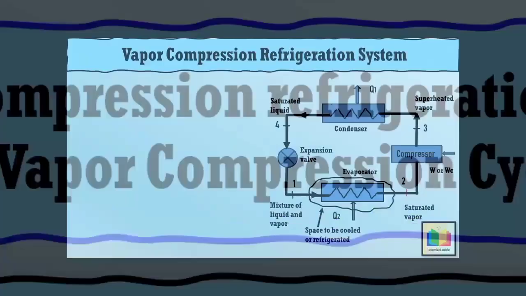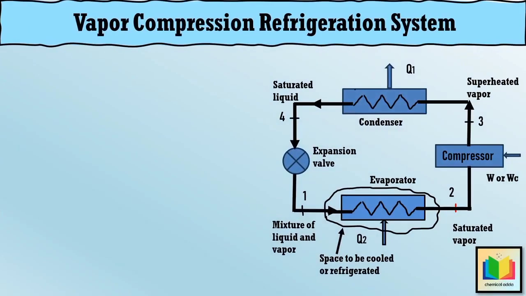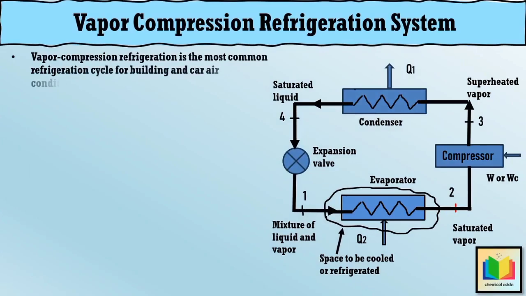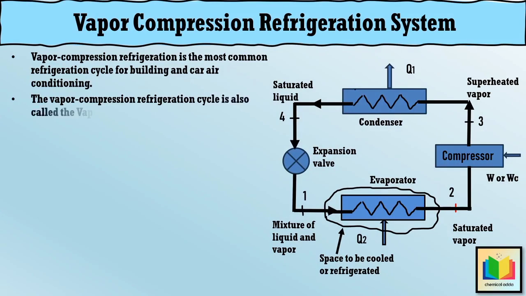First, we will begin by studying the vapor compression refrigeration system. Vapor compression refrigeration is the most common refrigeration cycle for building and car air conditioning. There are many different refrigeration cycles, but the vapor compression refrigeration system is the most commonly used method for air conditioning automobiles and buildings. The vapor compression refrigeration cycle is also called the vapor compression cycle.